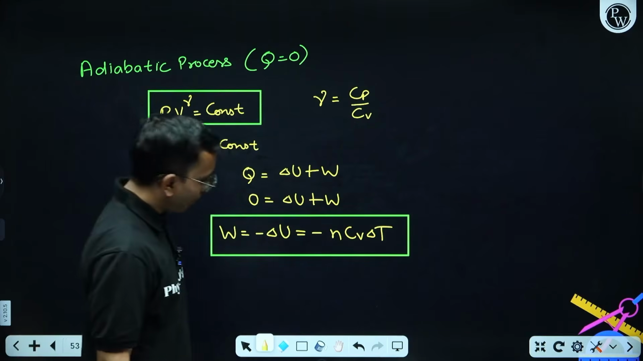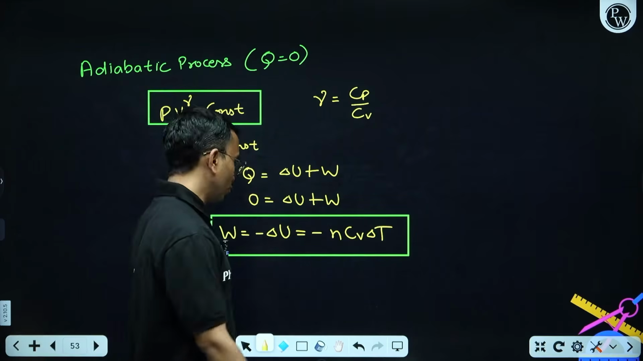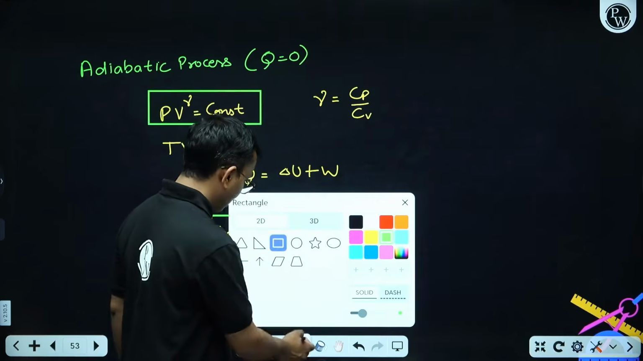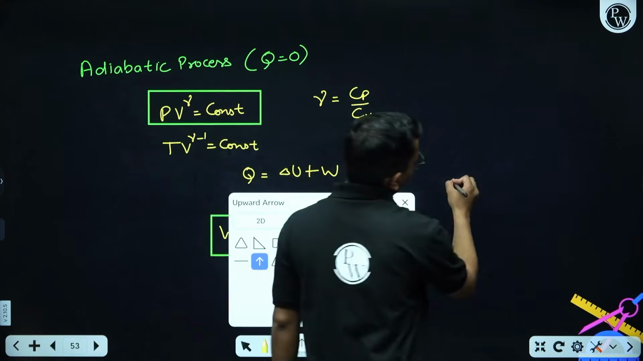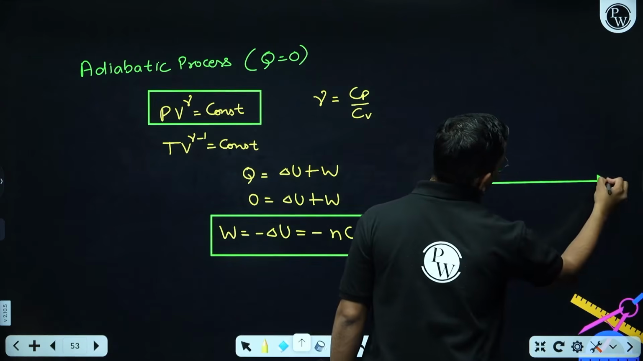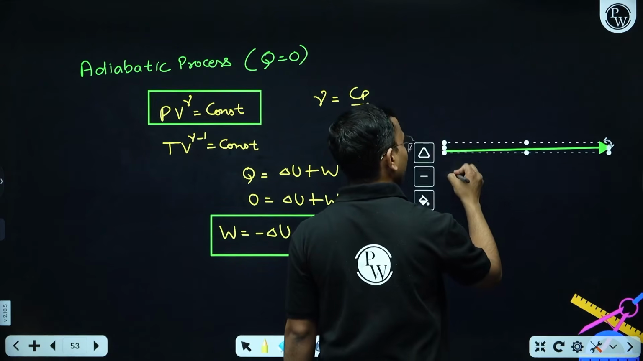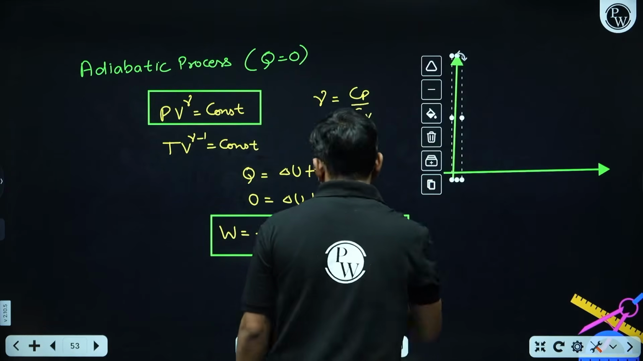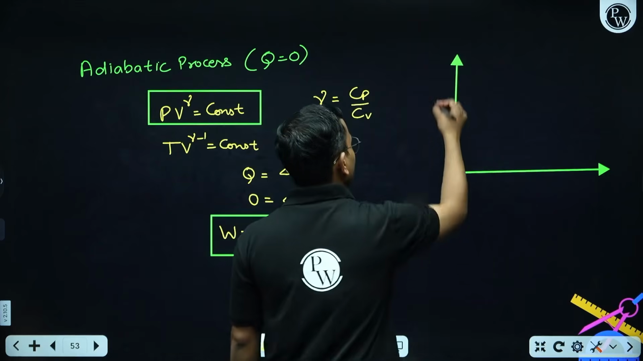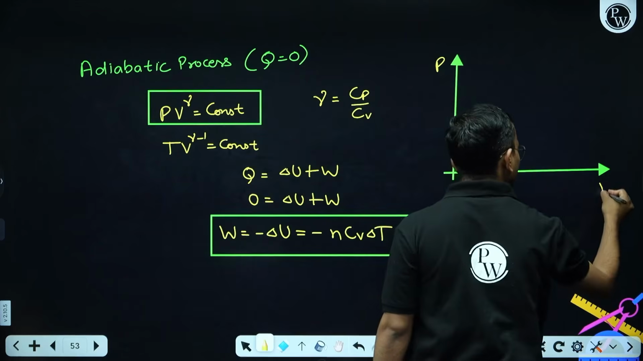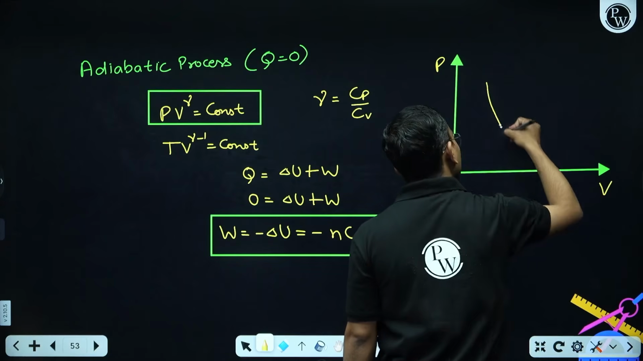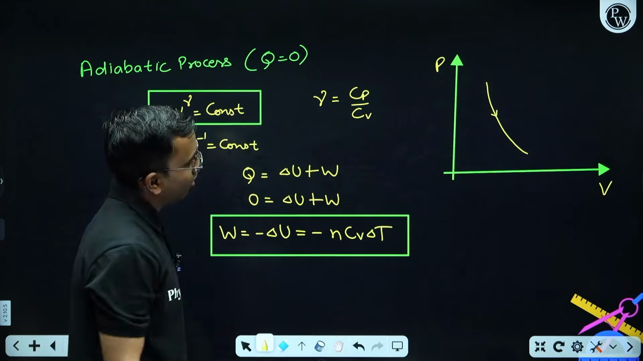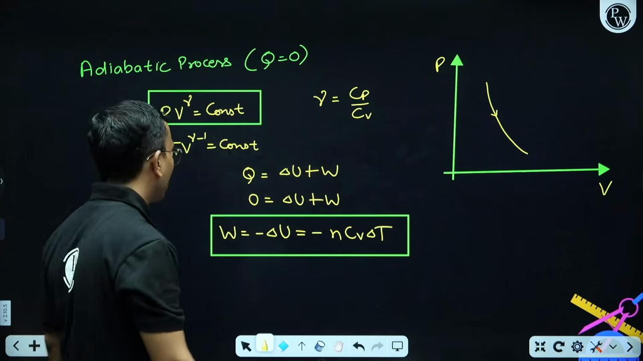Now how will the PV curve look like? In this case, our PV curve is steeper than the isothermal, because gamma is greater than 1. It goes somewhat like this, steeper than isothermal. Gamma is greater than 1.